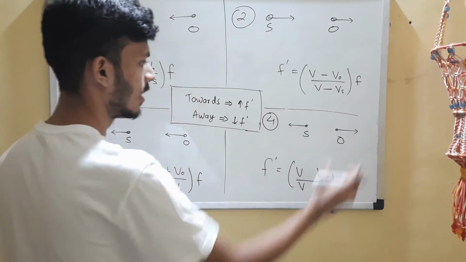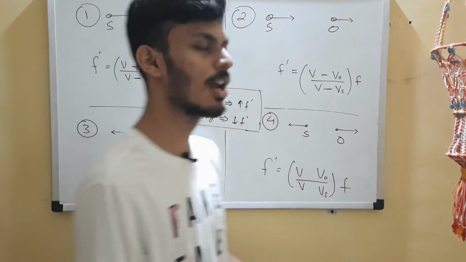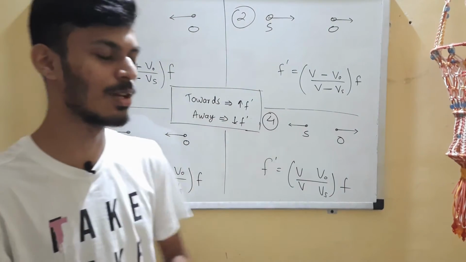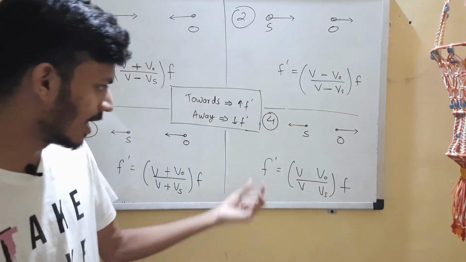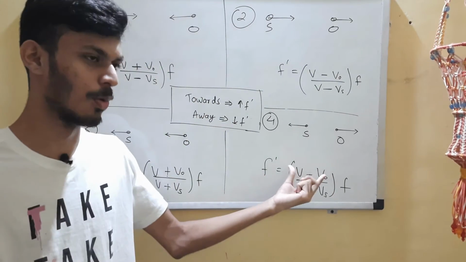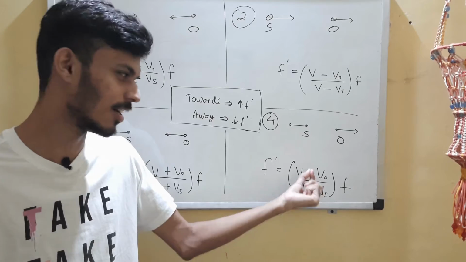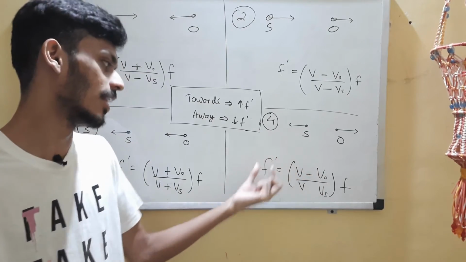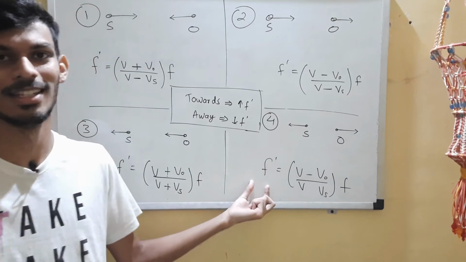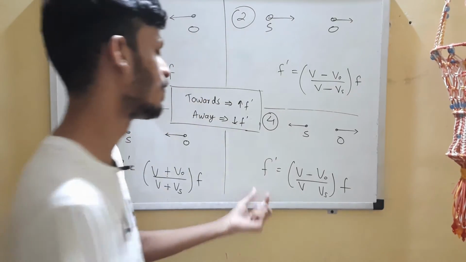Let's see it from the observer perspective first. The observer is moving away, which means it wants to decrease the frequency. So to decrease the frequency, just put a minus sign, right? v minus vo. That will decrease the numerator, and that will decrease the frequency, right? You decrease the numerator, that decreases the apparent frequency.